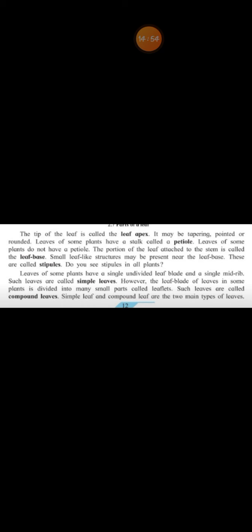Leaves of some plants have a single undivided leaf blade and a single midrib. Such leaves are called simple leaves. However, the leaf blade of leaves in some plants is divided into many small parts called leaflets. Okay, and such leaves are called compound leaves. So, simple leaves and compound leaves are the two main types of leaves.